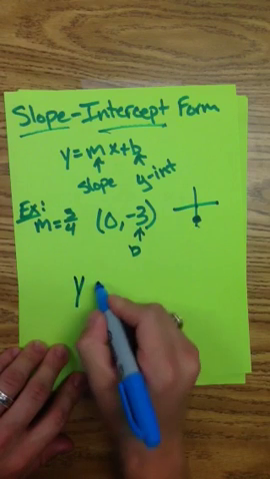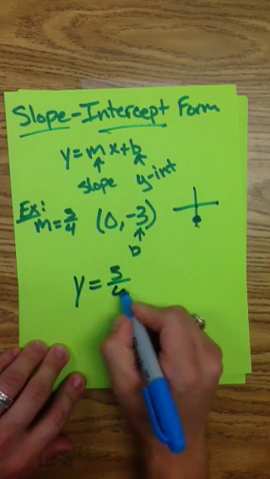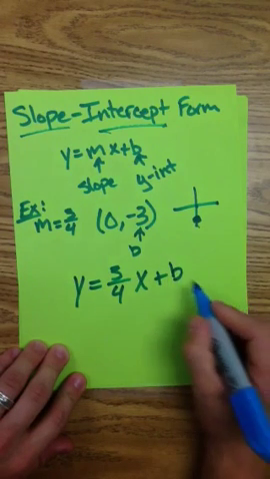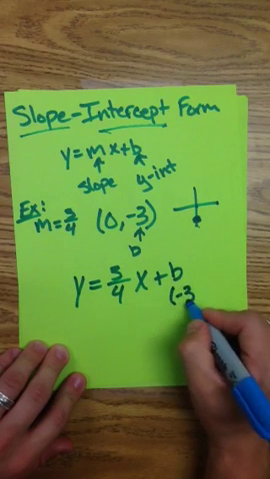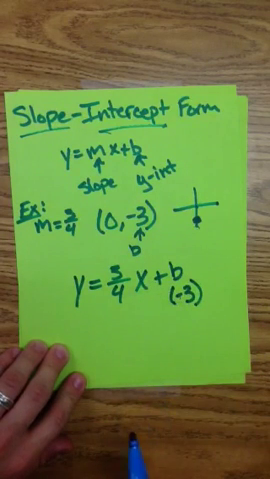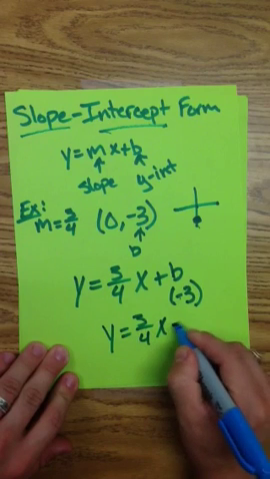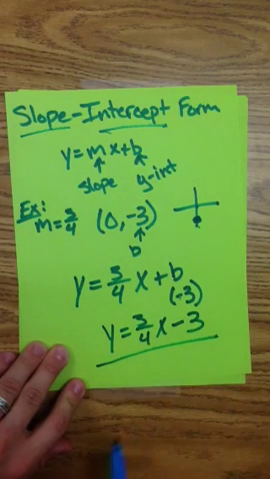So I would write the equation of the line y equals 3/4 x plus b. In this case, b would be -3. So we got to make sure that we change our sign. We'd say y equals 3/4 x minus 3. And that would be the equation of my line.